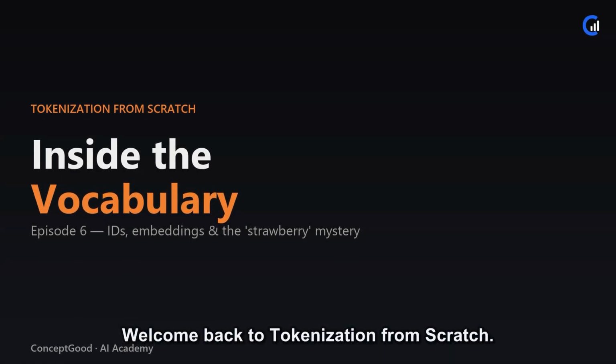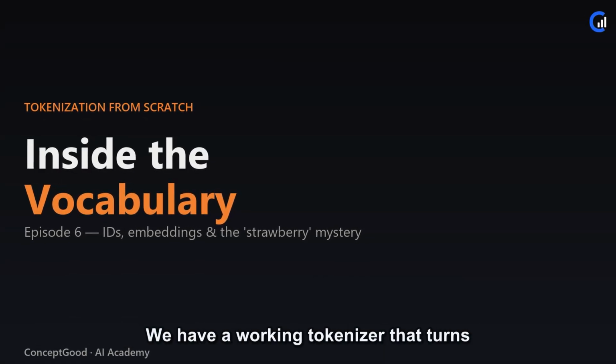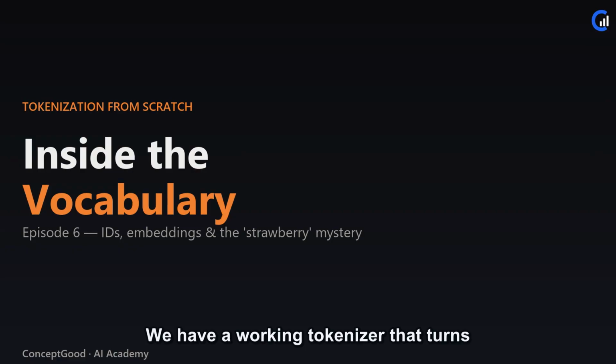Welcome back to Tokenization from Scratch. We have a working tokenizer that turns text into a list of integer IDs. But what actually happens to those IDs inside a model, and how big should the vocabulary even be? In this episode, we connect tokens to the neural network, weigh the real cost of vocabulary size, and finally solve the famous puzzle: why a state-of-the-art model can't count the R's in strawberry.